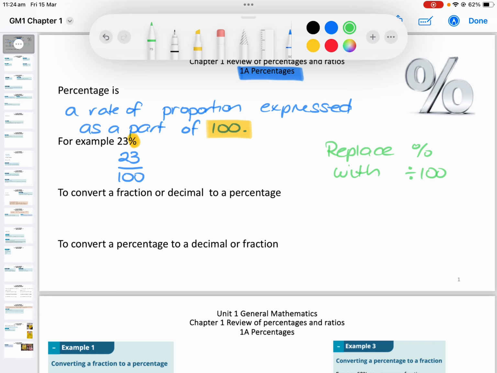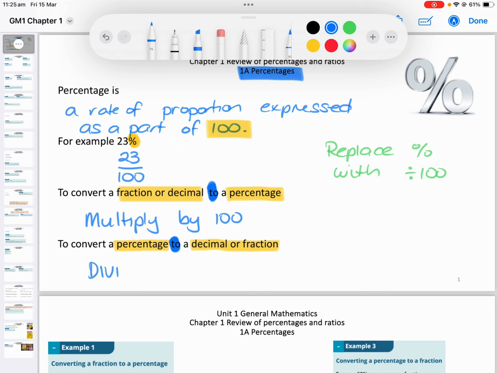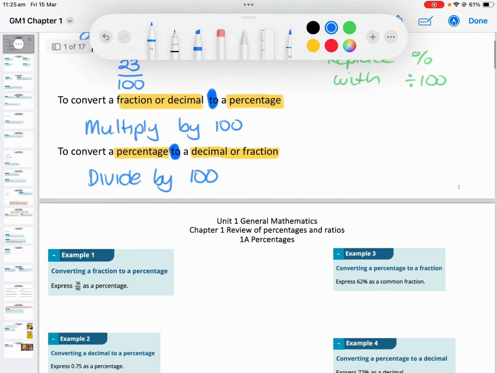If we want to convert a fraction or a decimal to a percentage, what we do is multiply by 100. If we want to convert a percentage to a decimal or fraction, we go the other way around, we divide by 100. So to go to a percentage, multiply by 100; to go from a percentage, divide by 100.